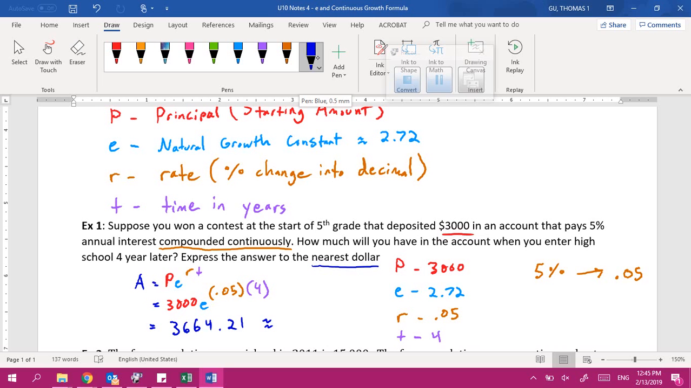That's the same because you can't round it either. No, 3,664. Because this right here says $3,664.21, right? We're rounding to just dollars, so we don't want any decimals. What else do I need to put here, though? Dollar sign, thank you. And that's it.